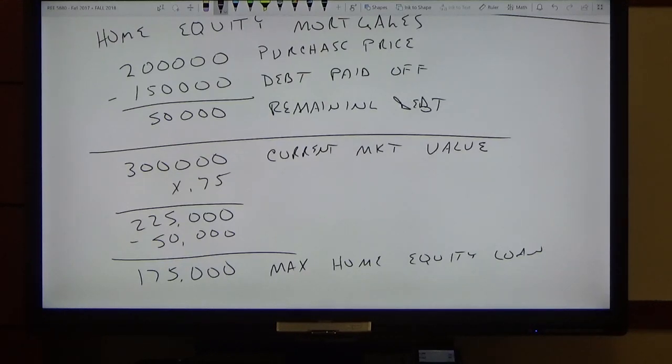Okay. Does the term change? Good question. The term could be, once again, a brand new term, it could be within the term of the original loan, it could be completely separate. So it really depends on what deal you can get with the lender. But most home equity loans are typically going to be shorter term in terms of the amortization period.